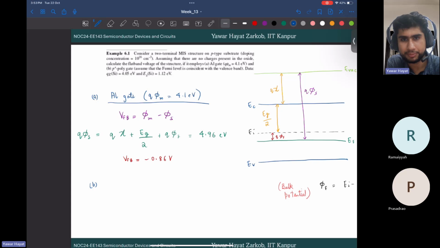What about phi m? So the question now boils down to obtaining phi m for part B, which is the P plus polygate. It's given that for a P plus polygate, your Fermi level is coincident with the valence band. Okay, so it's affinity plus the band gap. Did you get it? Metal work function.